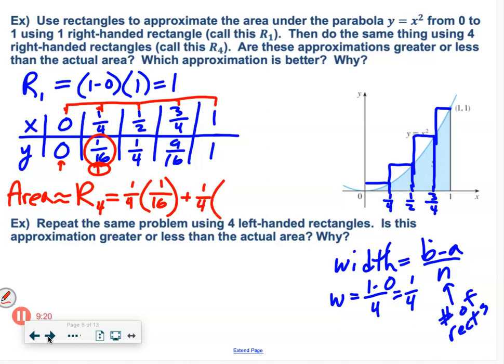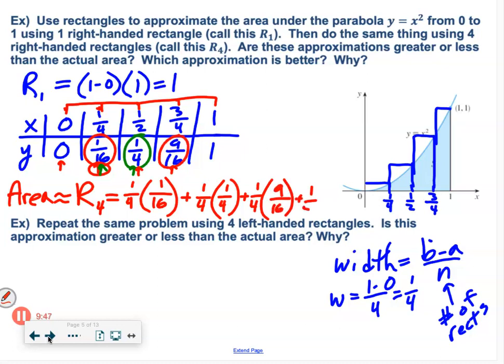Now you look at the next 2 x values. Be careful because you use every x value twice. So the next 2 x values would be this one and this one. So you pick the y value on the right. So now our height is 1/4 plus 1/4 times. Look at the next 2 y values, here and here. Pick the one on the right.